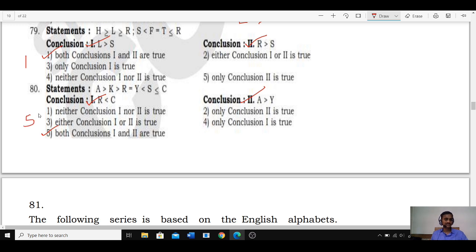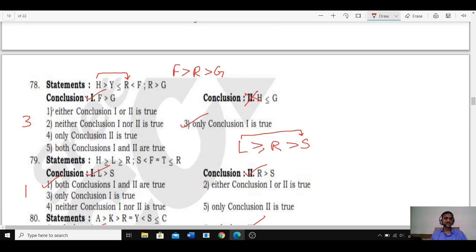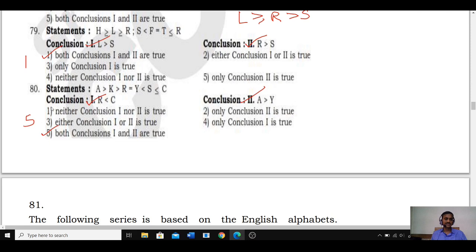Now this is about question number 76 to 80. Clear now? 76 to 80 and the choices. What are the choices we got? 2, 5, 3, 1, 5 are the choices. 76 to 80, 2, 5, 3, 1, 5. Then coming to 81 to 84.